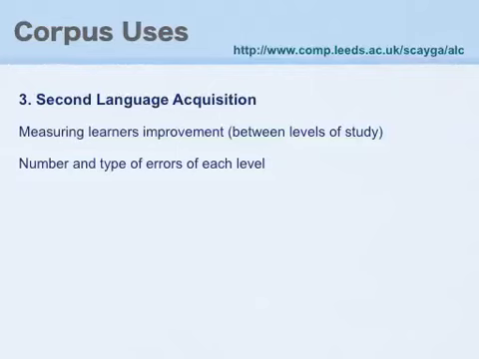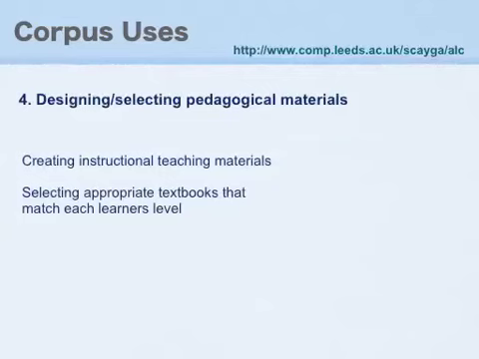The third use is second language acquisition. The Arabic Learner Corpus consists of data from different levels of study and can be used as a resource for measuring the extent to which learners can improve their performance in various aspects of the target language. The number and the nature of these errors can give some insights about second language acquisition of the learners.